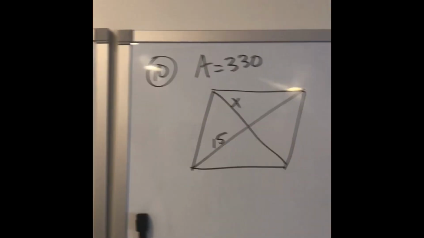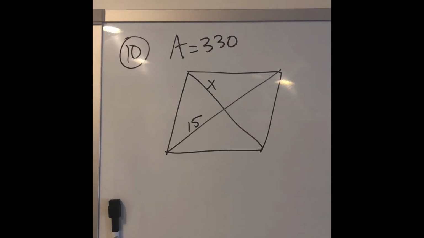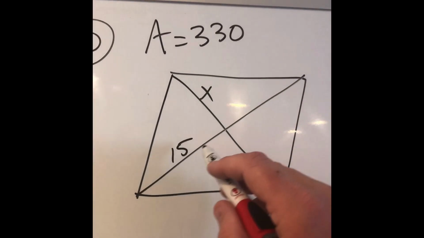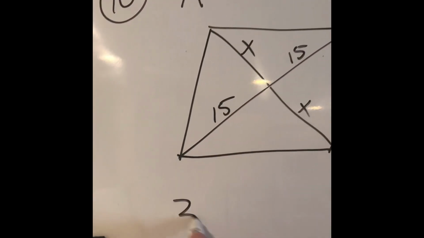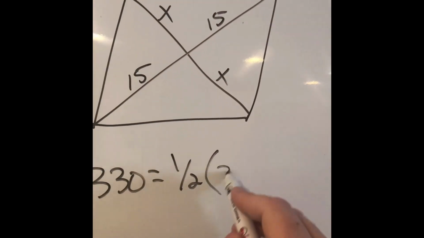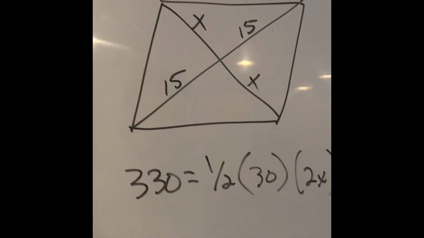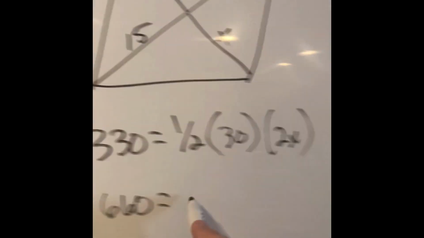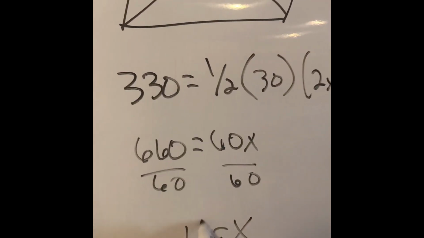Now number 10, they want us to find x. Now this is either a kite or a rhombus, either one. But we have the diagonals, okay? Now remember, with the diagonals, both sides are the same. So this is going to be 15, and this is going to be x. They already give us our area of 330. So that's going to be 1/2 of, the one diagonal is 15 plus 15, which is 30. The other is x plus x, which is 2x, okay? I get rid of the 1/2. This becomes 660 equals, and then 30 times 2 is 60x. So now divide both sides by 60. My x becomes 11.